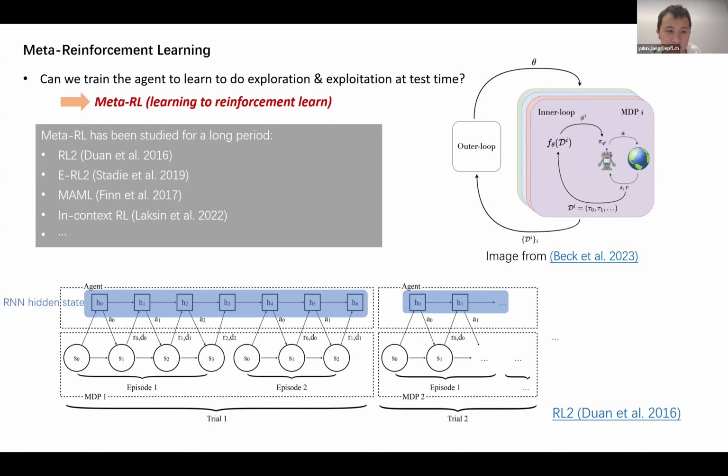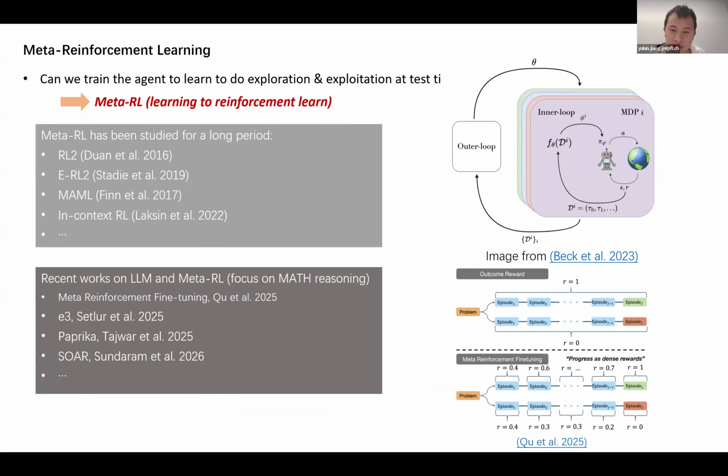In the area of language models, there are also several attempts to use meta RL to train the language model. But most of these works focus on math reasoning tasks. For this kind of task, the interaction with the environment is limited, in that you cannot interact with the environment and get new observations. So they focus on how you can use the concept of meta RL to have a denser reward in the training to incentivize better test time scaling behavior.